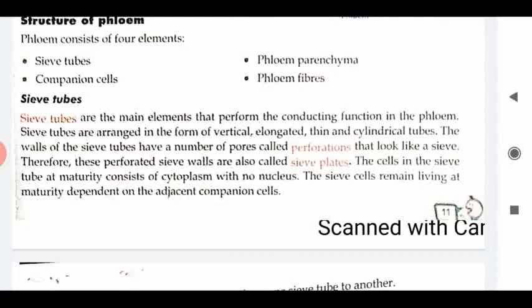The cell in this sieve tube at maturity consists of cytoplasm with no nucleus. These longitudinal cells, when they reach maturity, do not have a nucleus. They only have the cytoplasm along with cell organelles. The sieve cells remain living at maturity, dependent on the adjacent companion cells. Beside the sieve tube there is a companion cell which provides support to the sieve tubes. The sieve tube has pores, and through the pores cell to cell transport of food occurs.